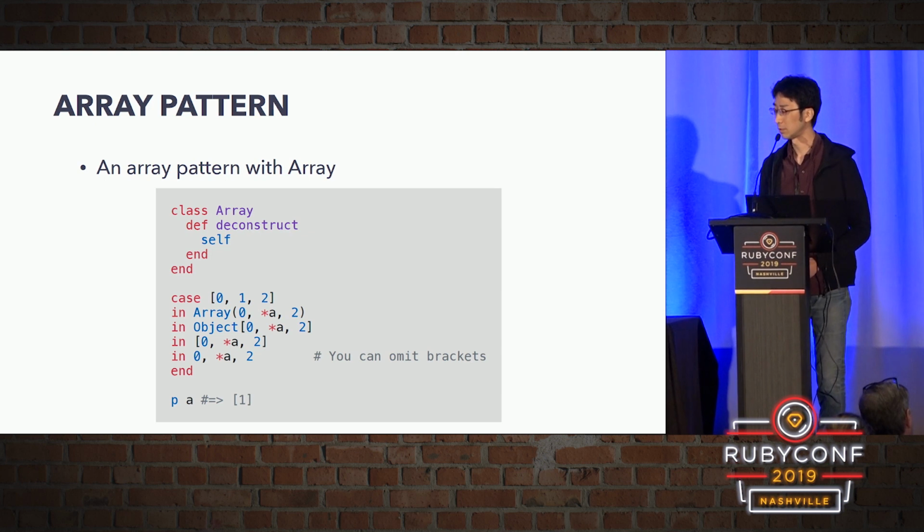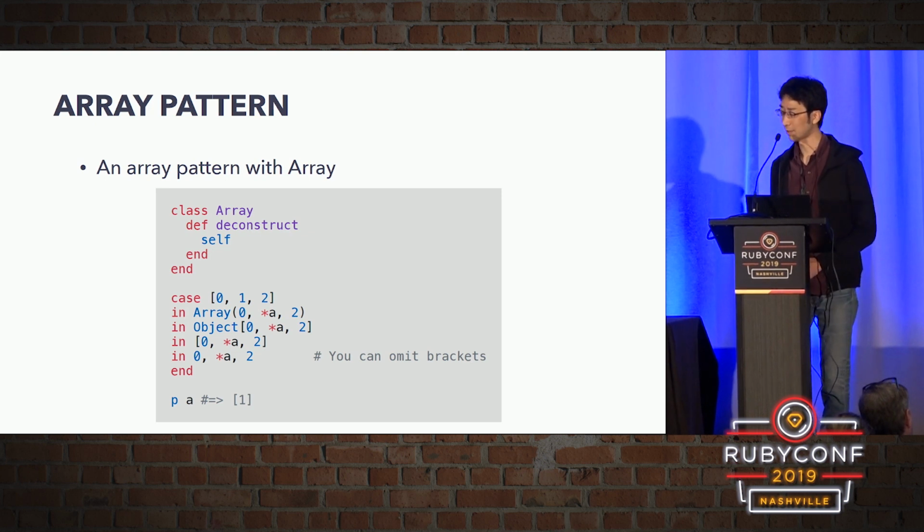So let me show an example of array pattern with an array object. In the case of an array, the deconstruct method returns the array itself. Actually, this deconstruct method is a built-in method, so you don't need to define it yourself. And there are 4 patterns below, and all patterns match successfully.